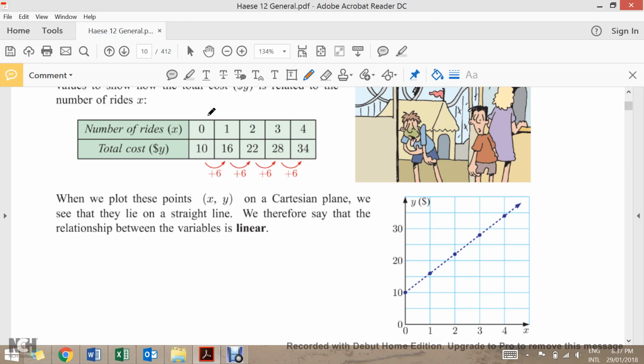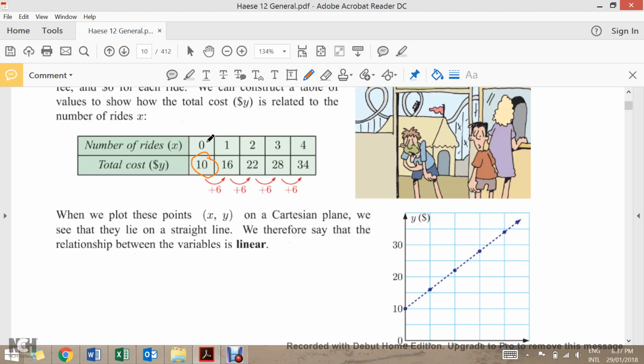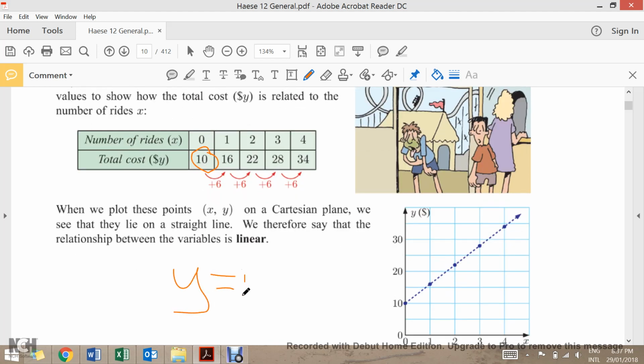so remember the initial cost here is our y-intercept, so our c value. Bear with me. There we go. That's our c value in an equation y equals mx plus c. That would be our c value. And then each time x goes up 1, y goes up 6. So 6 would be our m value here.